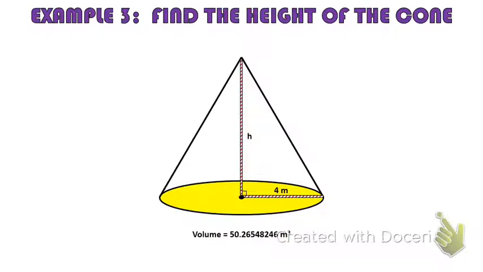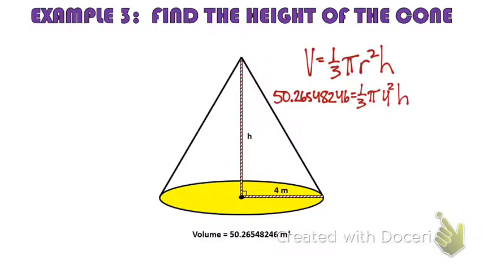But we do know the volume on this problem. So we're going to use our volume formula. So to find our height, we're going to replace the V with our volume, 50.26548246. We're going to replace the R with our radius, which is 4. And then our variable is our H, the height that we're looking for. So now we need to take this equation and we need to solve that equation for H.